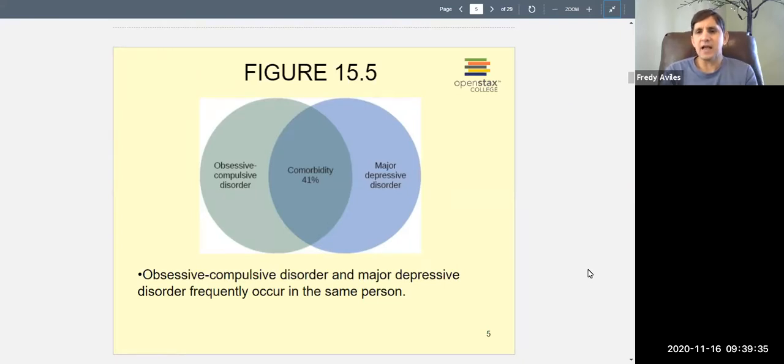What that means is that if you have major depressive disorder, if you have depression, there's probably a 41% chance that you also have obsessive compulsive disorder. If you have obsessive compulsive disorder, there's a 41% chance you are also depressed. Here's the point about this. What this means is that disorders often go together. When you have one problem, there's a good chance you also have another problem.